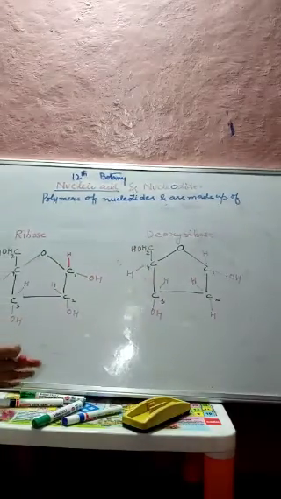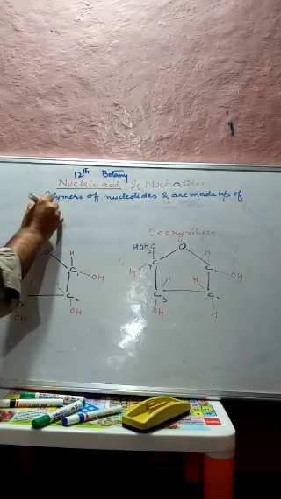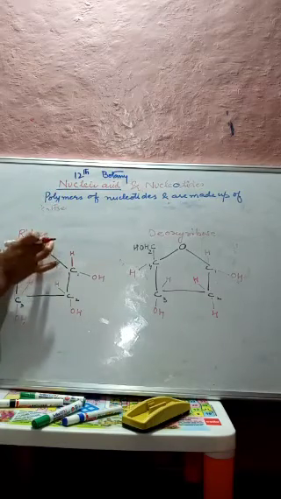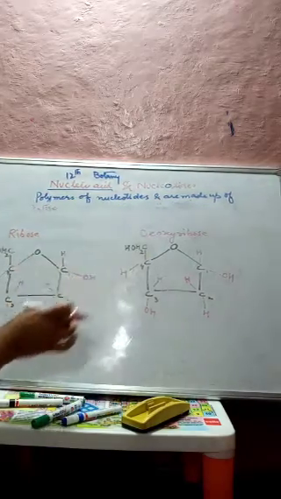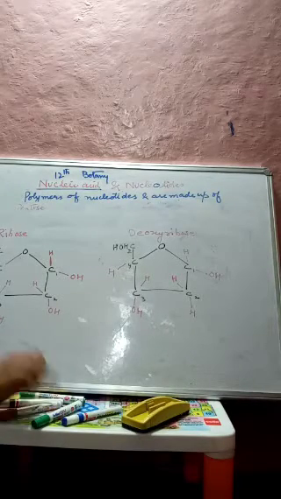If we look at the structure, these are the pentose sugars we talked about earlier, the 5 carbon sugars. These are of two types. One is ribose and another one is deoxyribose. Now, this was the structure of the sugar.